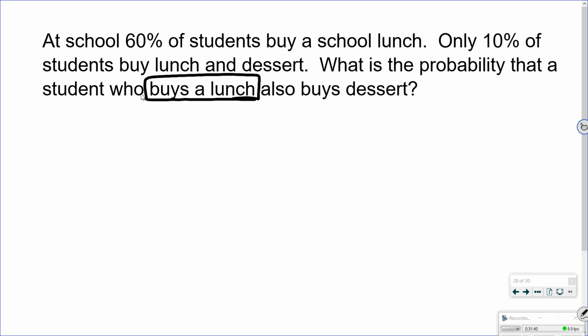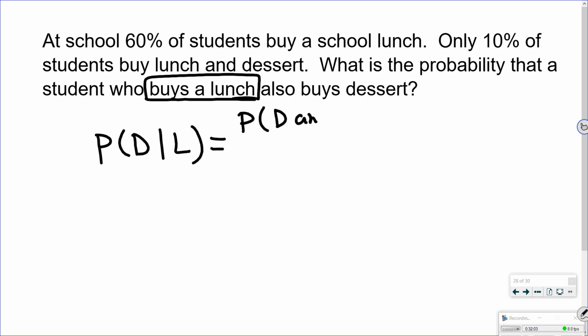So it would look like this. What is the probability that they buy a dessert given that they already bought a lunch? So what's the probability that they buy a dessert? And we already know that they bought a lunch. We're only looking at the people that bought a lunch. So here's our formula. We go like this. What's the probability of getting dessert and buying lunch divided by the probability of buying a lunch. So this is my formula. If you read through the problem, it gives us the answer.